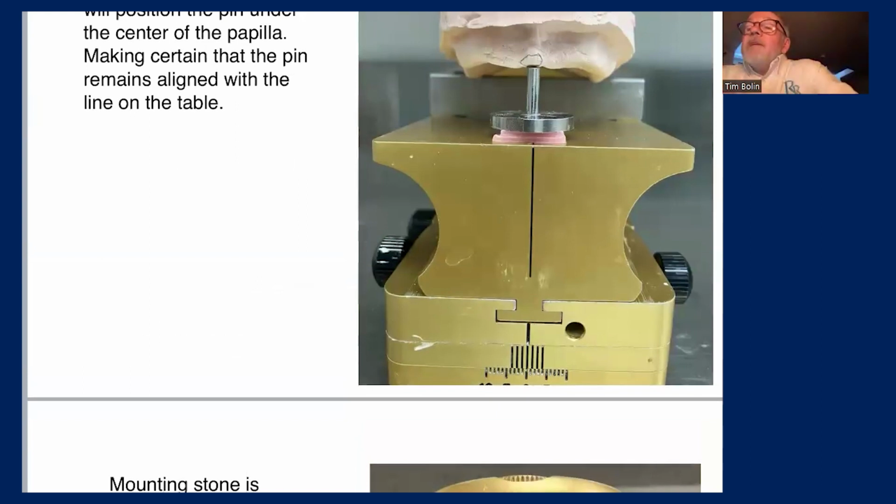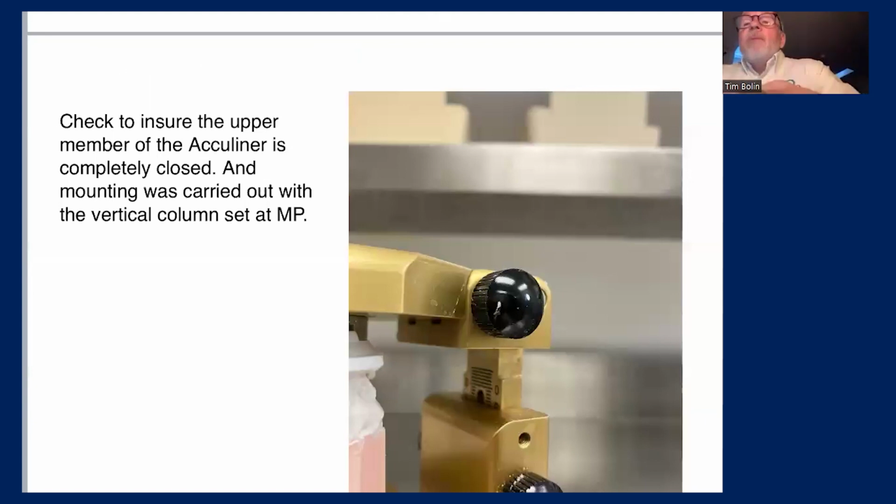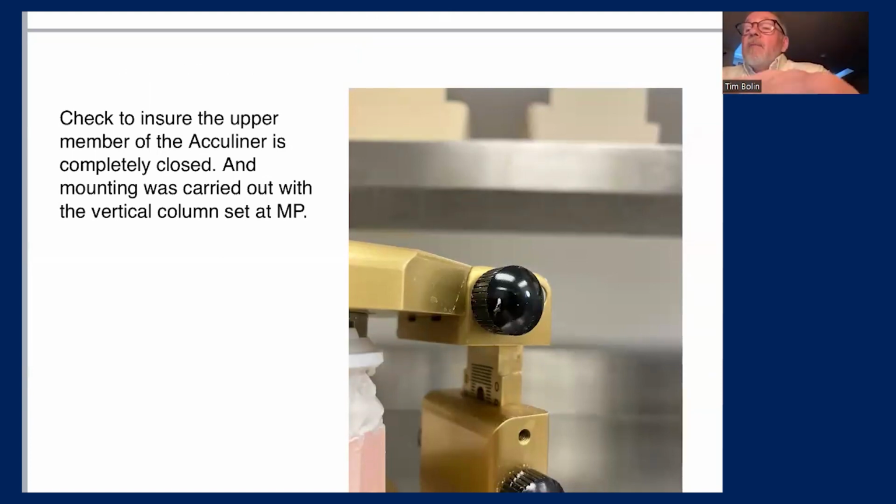We're going to use the front of the tabletop to evaluate the facial placement relative to the 3 planes that we're trying to set our anterior teeth in. Mounting stone is added, and that's pretty much all that's needed. We're going to come back through and check to ensure that the upper member of the Aculiner is completely closed and the mounting was carried out with the vertical columns set at MP.